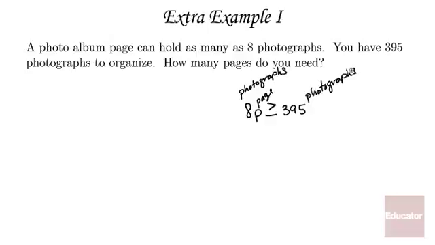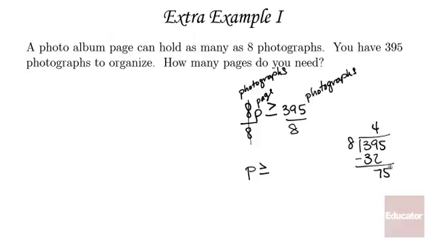So you could always have extra space, but at the very minimum, you want to have enough space for the 395. So we're going to divide both sides by 8, and p is greater than or equal to, let's do our division on the side here. 8 goes into 39 4 times, which is 32. And 75, it goes in about 9 times, so 72, remainder of 3.